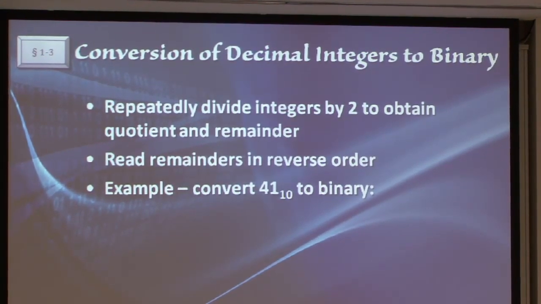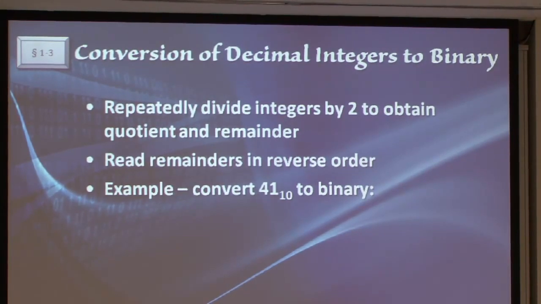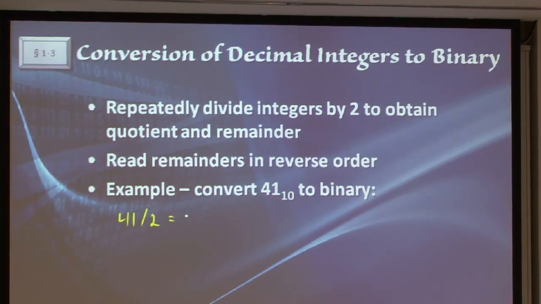We take our number, and let's take an example of 41. And we keep dividing it by 2. Then we split into the quotient and the remainder. So 41 divided by 2 is really 20 with remainder 1. And then we keep iterating and keep dividing the integer parts, the quotient. So we'll keep going. 20 divided by 2 is 10, remainder 0.